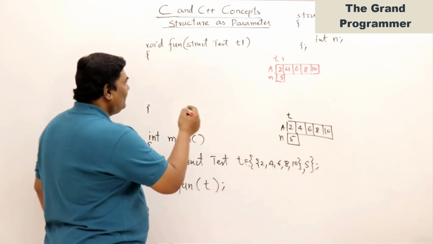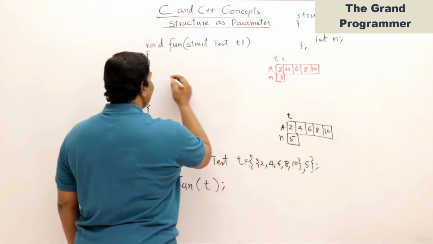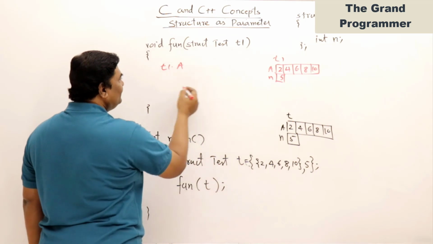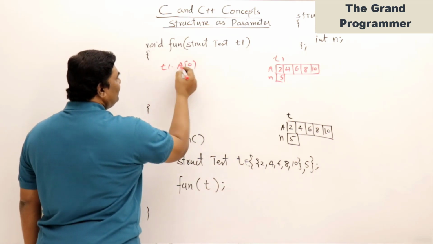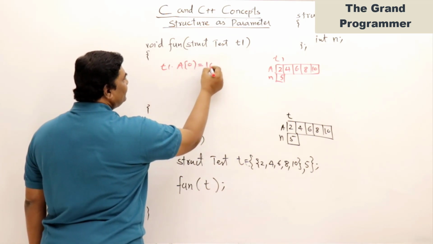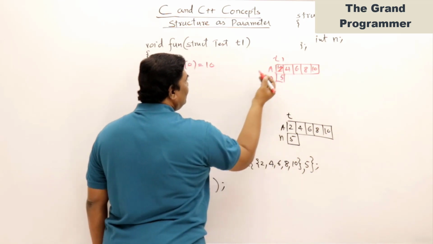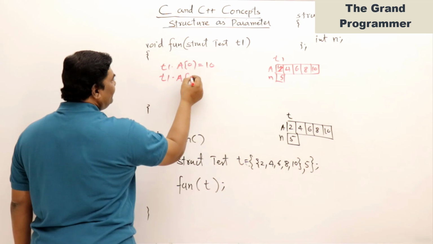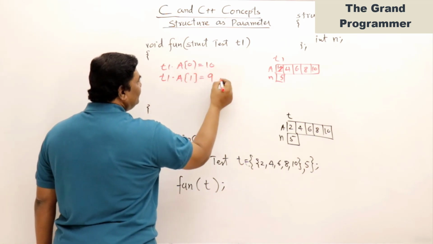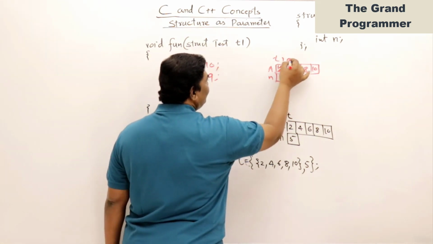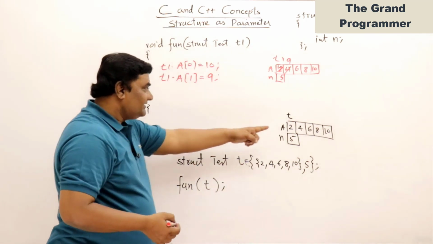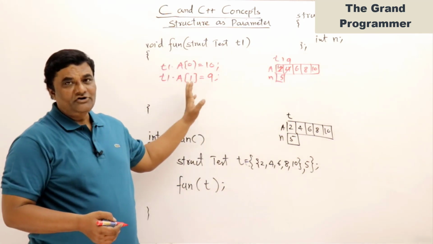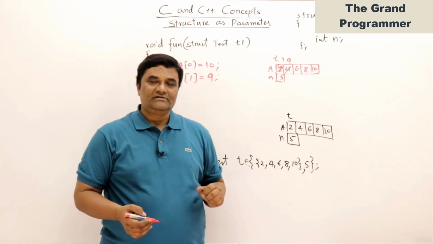Now if I make any changes, how can I access this? I can say t.a because it's its own member, right? It's called by value. And I can say t.a of 0 assign 10. So this will become 10. Right, so I can change the value. T1 of 1 assign 9. So this value becomes 9. But the original will not change because this is called by value. So I can use the dot operator and access the members.